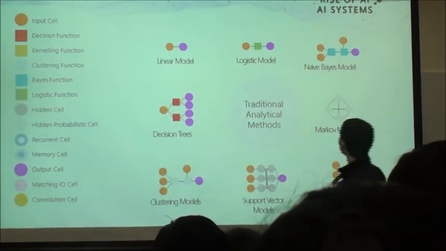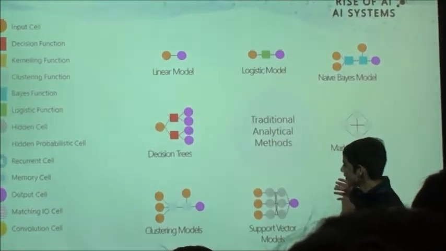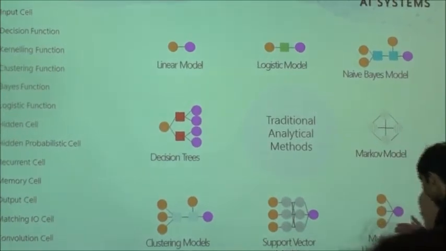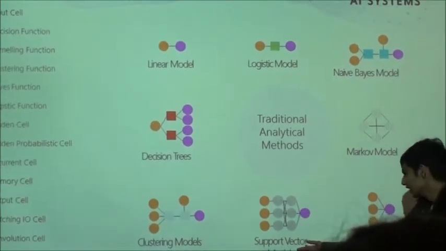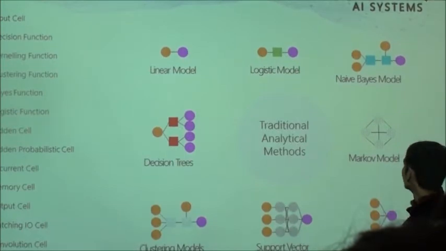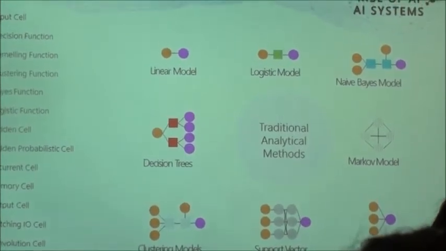So this is basically what we call the machine learning zoo. These are the different methods used for machine learning. So we've got SVMs, clustering models, decision trees, naive Bayes, and also neural networks.